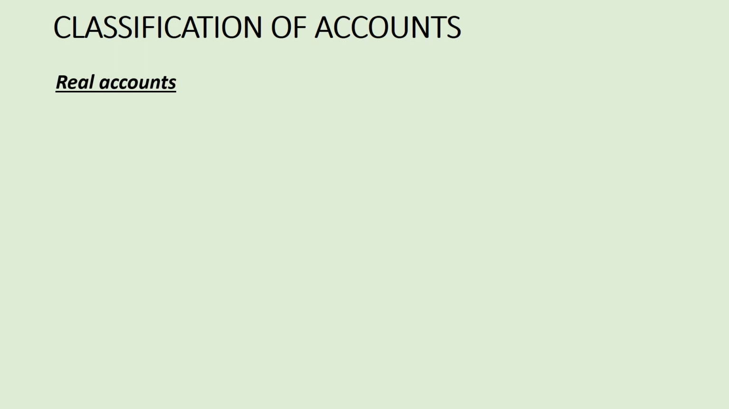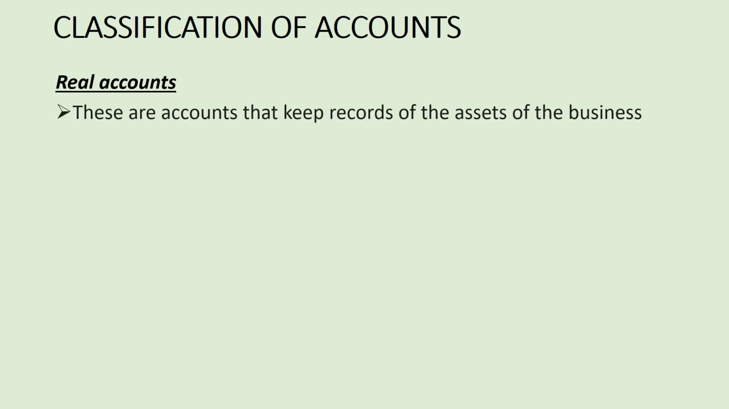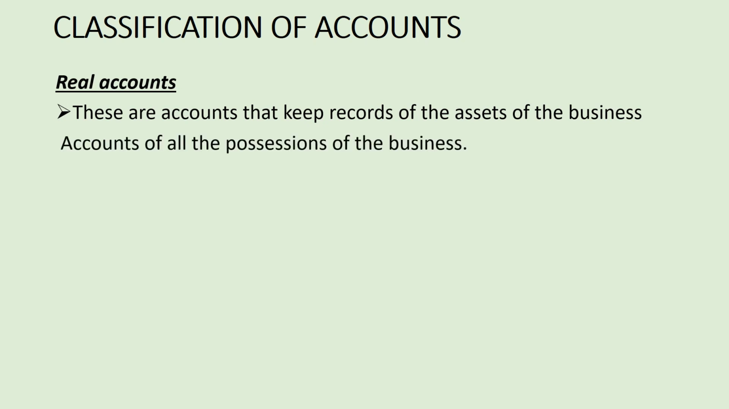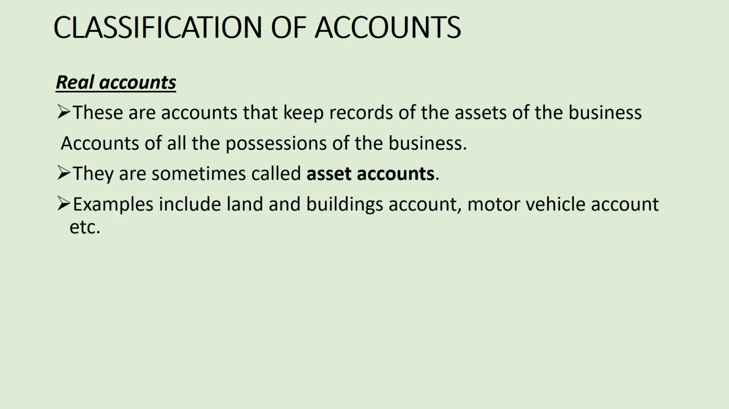The next are real accounts. Real accounts are accounts that keep records of the assets of the businesses. Your business has office furniture, it has laptops, the premises. All these assets are kept under real accounts. They are sometimes called asset accounts. Examples include land and building account, motor vehicle account, etc.